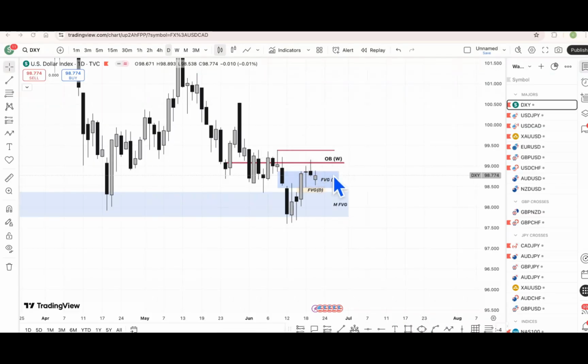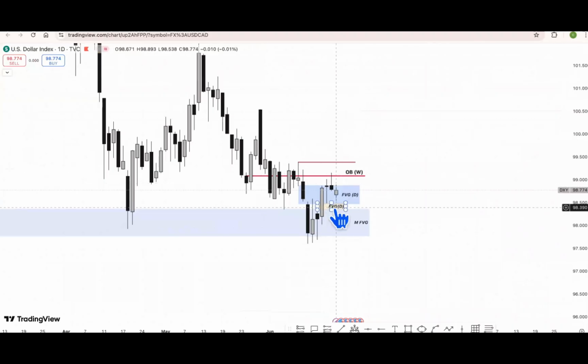And if that happens, it would even be better if we get a displacement candle that closes above this. That will be like change in state of delivery for the monthly key level. And even better if you get a displacement candle above this high, that will be market structure shift for the monthly key level. But as of now, let's not get too ahead of ourselves.